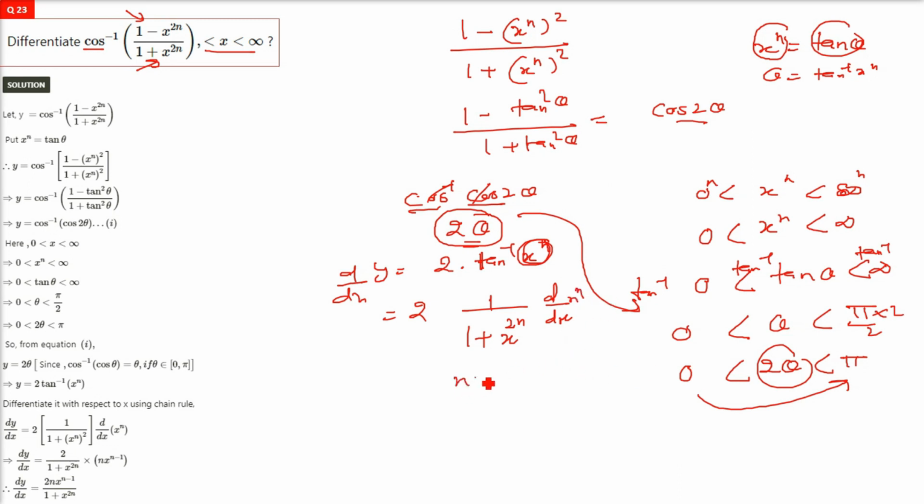Now differentiation of x to the power n is also to be done, which is simply n x to the power n minus 1. This is the basic differentiation formula. So what do you get? n x to the power n minus 1. In the denominator you have 1 plus x to the power 2n, twice of this. Okay. So 2n x to the power n minus 1 by 1 plus x to the power 2n is the final answer. This is your dy by dx. Okay.